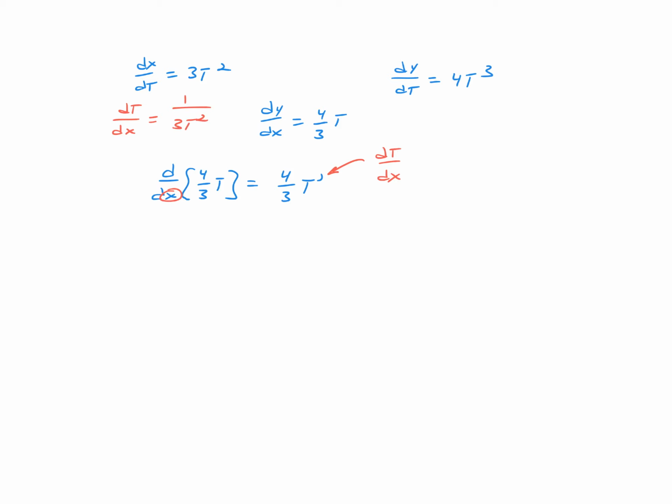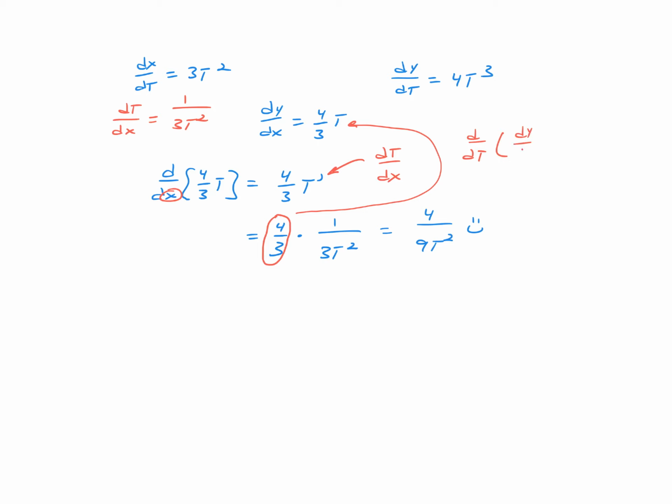So continuing with our implicit derivative, we have 4/3 and then this times 1 over 3t squared, giving us 4 over 9t squared, which is the correct second derivative for this set of parametric equations. Keeping a close eye on this right here, this 4/3, doesn't that look like the derivative with respect to t of that equation? It is. It is d/dt of dy/dx.